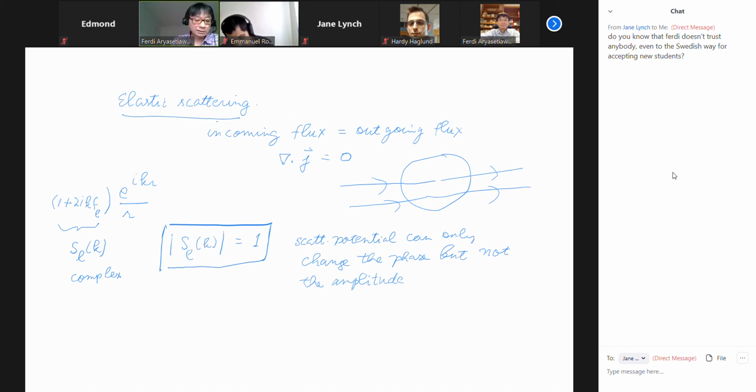So then it's natural to write S_L as an exponential like this, because the amplitude is equal to 1. It's a complex number, so we can write it as an exponential of some phase. So this is where the phase is coming in. There's a factor of 2 here, so we'll see later why we introduced 2 here. So we write it like this in terms of some phase.